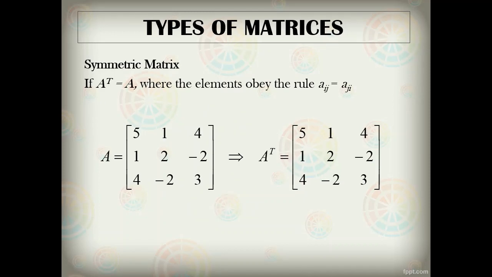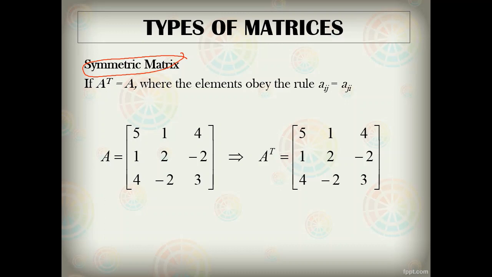If you transpose the matrix from matrix A, and it does not change anything, what I mean is you get the similar matrix. That is called symmetric matrix, because no matter how you transpose row to column or column to row, you still get the same matrix.